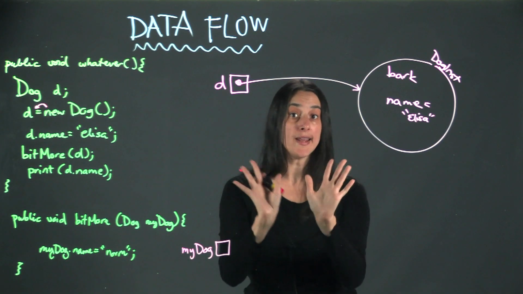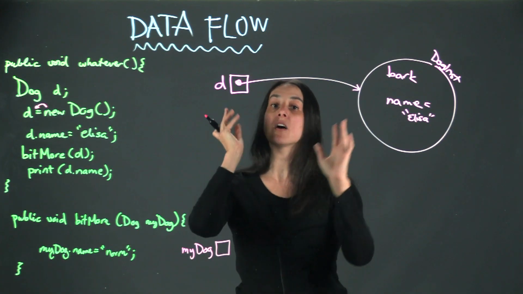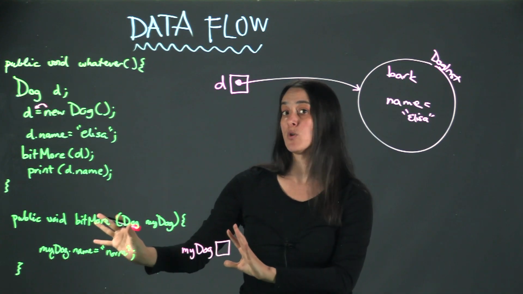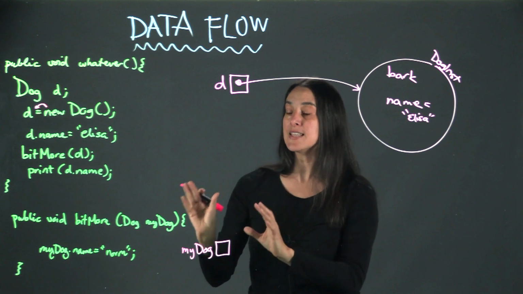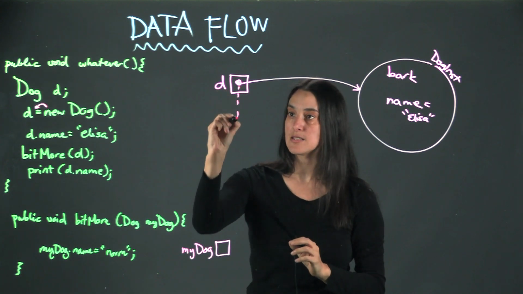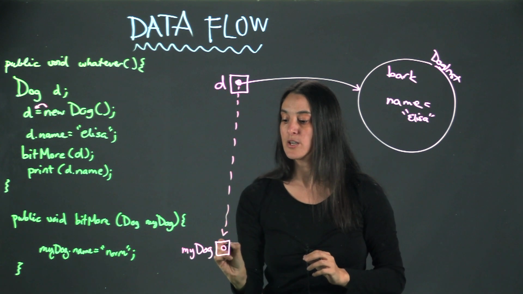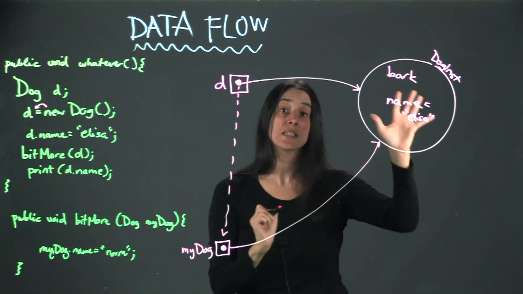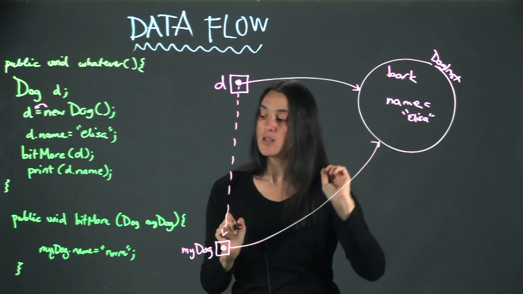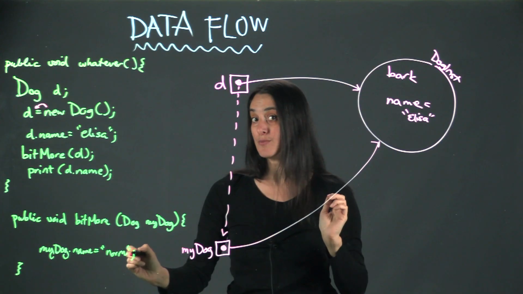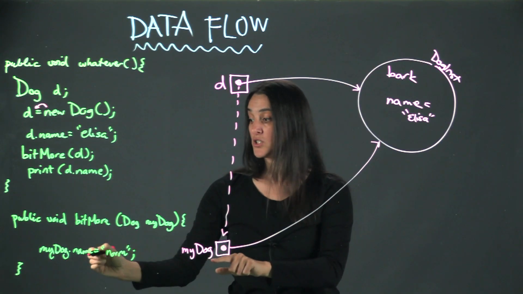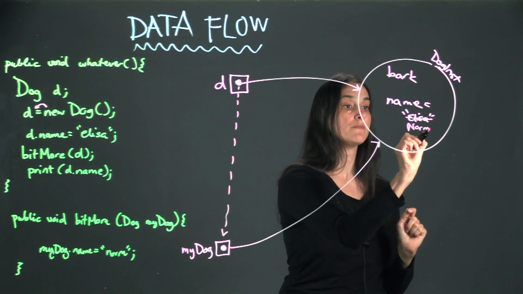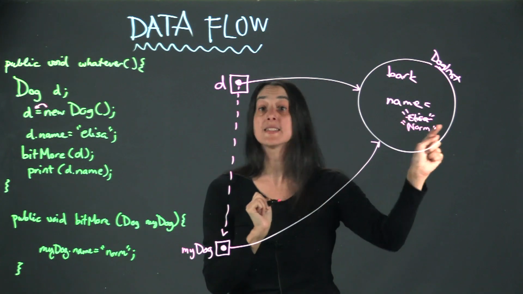Now, what does not happen is that all of D is copied and a copy is made and given to bit more. That is not what happens. Instead, the reference is copied down. So here we have a reference from my dog back up to this original dog instance, which means that if we change the name of my dog to be Norm, it will change it over here, overwriting the Elisa name.